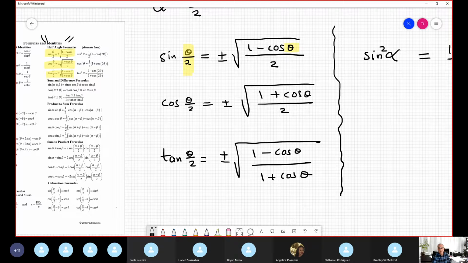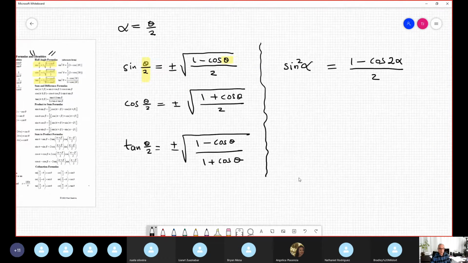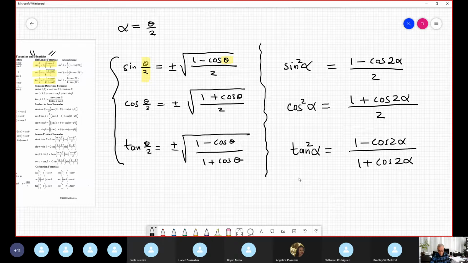But okay, you need to understand, and basically in this lecture we're using this one. However, in calculus 2, maybe you're using the alternative way. It's the same. Cosine squared alpha is equal to 1 plus cosine 2 alpha divided by 2. And likewise, tangent squared alpha is equal to 1 minus cosine 2 alpha divided by 1 plus cosine 2 alpha. Okay? This is the formula.